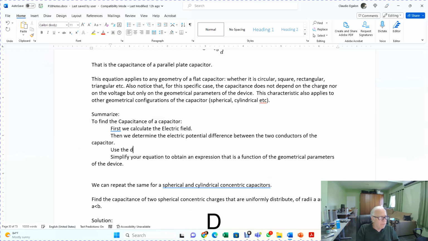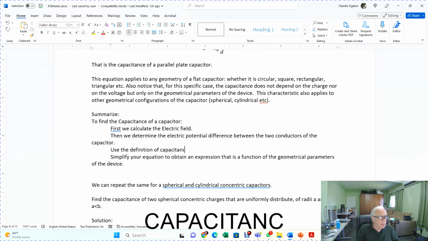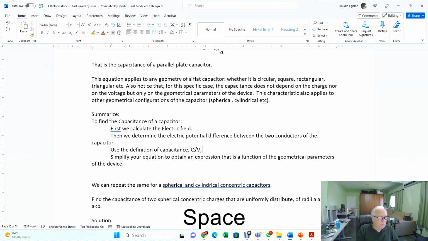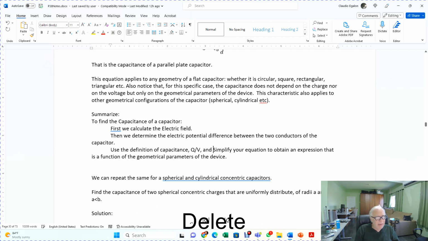Use the definition of capacitance, which is Q over V, and simplify your equation to obtain an expression that's a function of the geometrical parameters of the device. We will repeat this procedure for the other capacitors, like the spherical and the cylindrical concentric capacitors. Both are concentric. If they're not concentric, it's a problem a little bit more difficult to calculate.